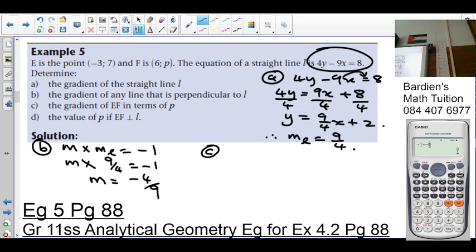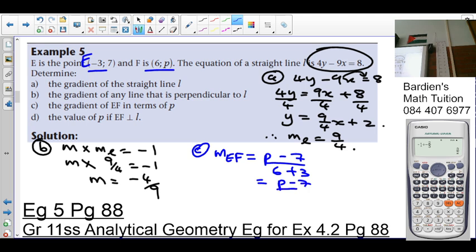Okay, the gradient of EF in terms of P. So the gradient of EF. So in case you get confused here. The gradient of EF. How do you work out gradient? Gradient is change in y over change in x. Remember, that is E, no? EF. So what do I write? P minus 7 over 6 plus 3, which is simply P minus 7 over 9.